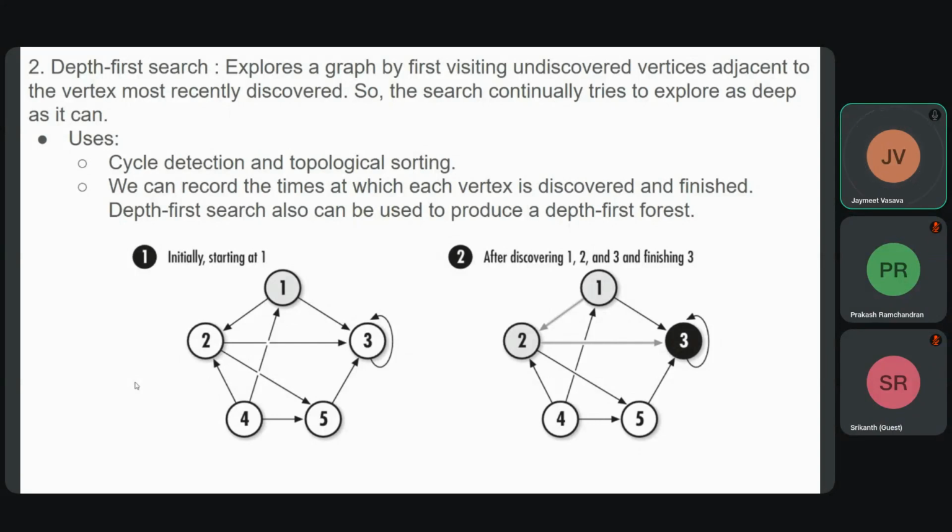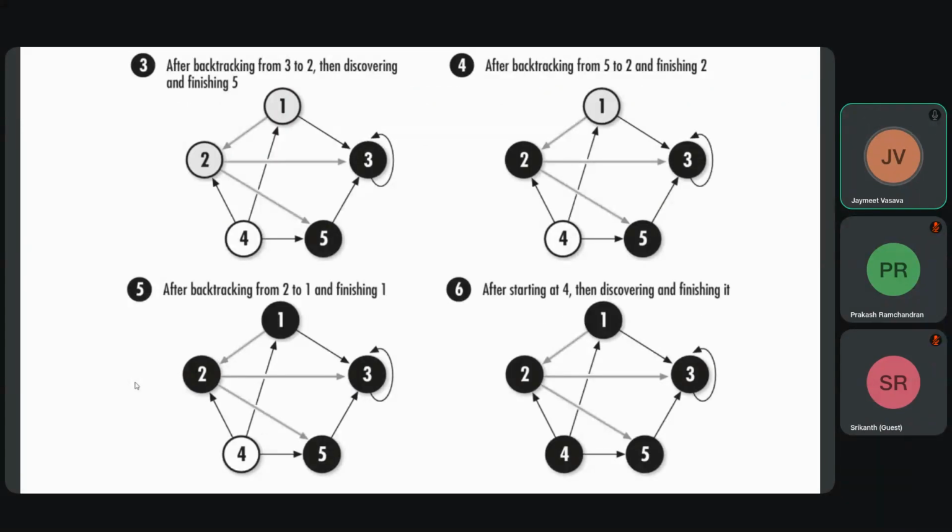Then after discovering 1, 2, and 3, keep in mind that we are also marking the edges used for discovering as gray. So 2 has been discovered, and 3, and we are finishing with 3. Then after backtracking from 3 to 2, we discover and finish 5. So you can see we started with 1, then we discovered 2, 3, and while backtracking we also discovered 5, as all the connections for 2, 3, and 5 have been discovered, and we are done with them.